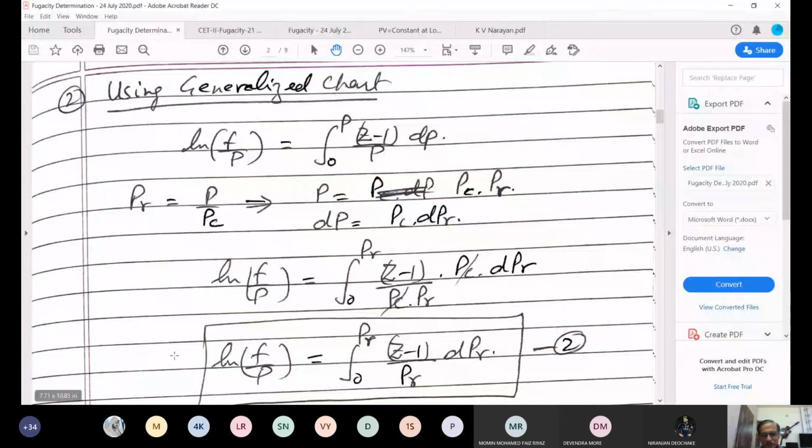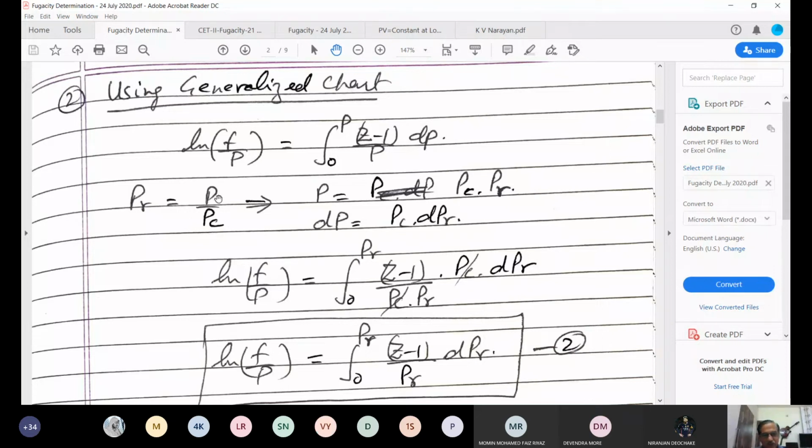So using those compressibility factor charts, we can actually do the calculation, right? So ln f by p, which we derived, is the integral from 0 to p of (z minus 1) by p dp, right? Reduced pressure is nothing but the actual pressure divided by pc. What is pc? What is the subscript c in pc? Critical pressure. Right?